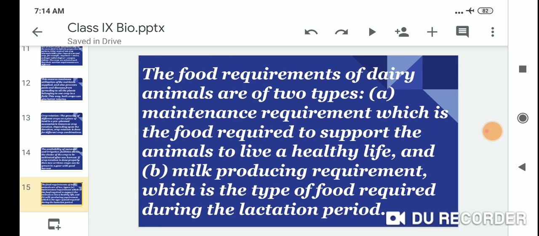The food requirements of dairy animals are of two types. The first one is the maintenance requirement, which is the food required to support the animals to live a healthy life. And the second one is the milk production requirement, which is the type of food required during the lactation period.